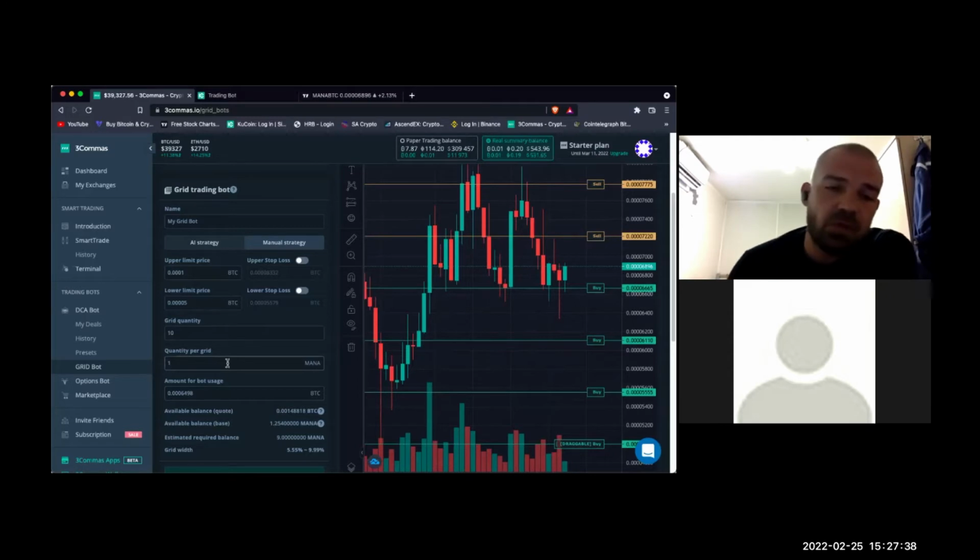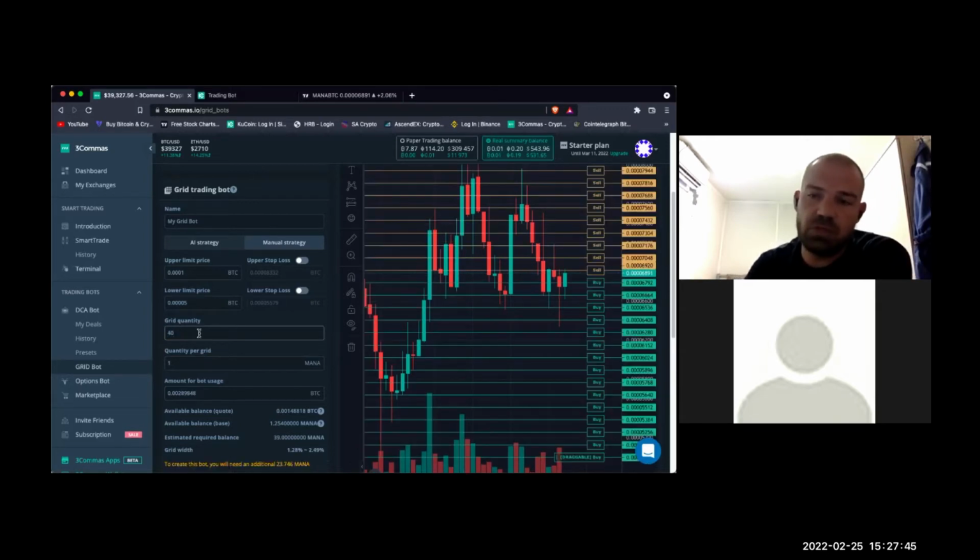The nice thing about 3commas is you can choose your quantity per grid. So if you do 40 grids, you can see there's a lot of lines. And this is a daily candle, so you can see there is a lot of lines. So there's a lot of opportunity.